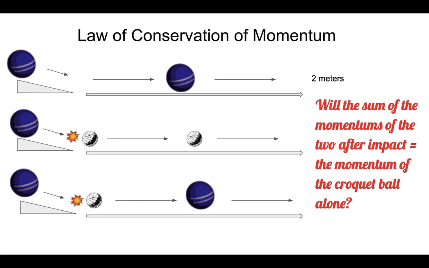So we'll roll that croquet ball down, let it run for 2 meters, and time it. We'll roll it down and hit a golf ball, and time the golf ball for 2 meters. And then we'll roll it down, hit a golf ball, and time the croquet ball for 2 meters. What we want to know is, will the sum of the momentums of the two after the impact equal the momentum of the croquet ball by itself, that first run? Let's give it a shot.